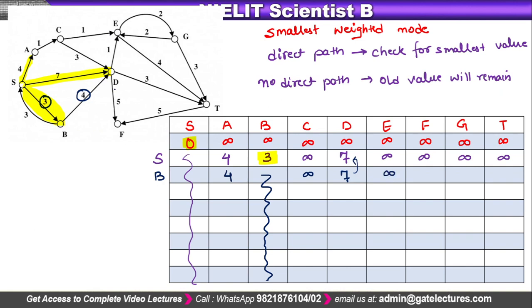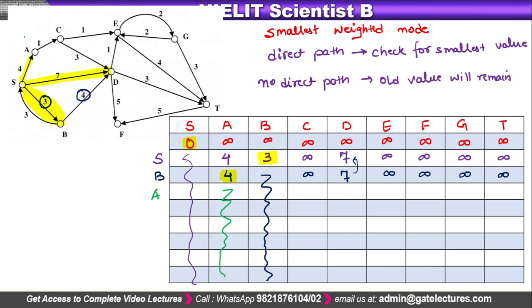B to F, there is no direct path, infinity. B to G, no direct path, infinity. And B to T, no direct path, infinity. Next, next small value we will take, that is 4. So that is node A. So now what I'll write? Now I will write A. So this means after this, I will not include A as well.